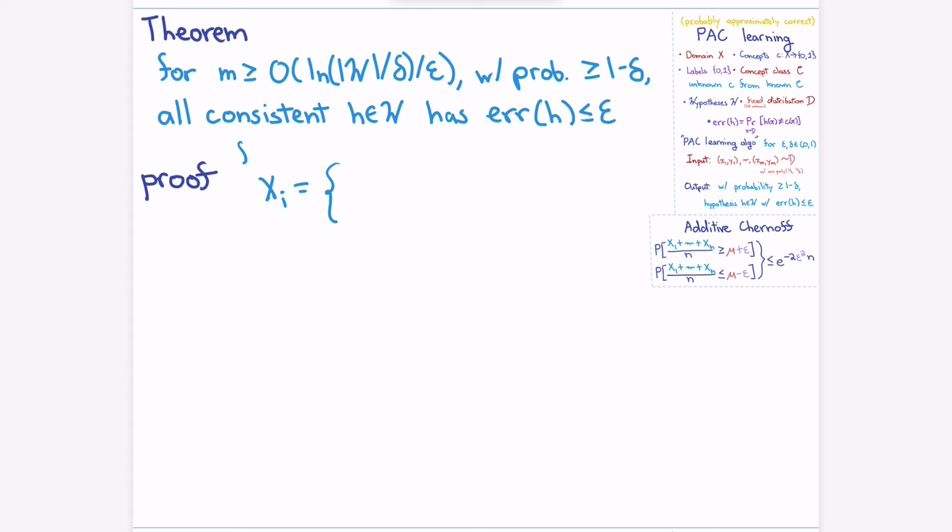So maybe we'll fix H. So 1 if H is correct on Xi, 0 otherwise. Actually, do we want to do it this way?